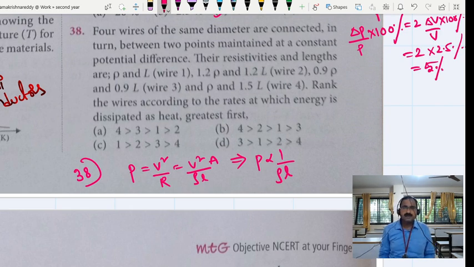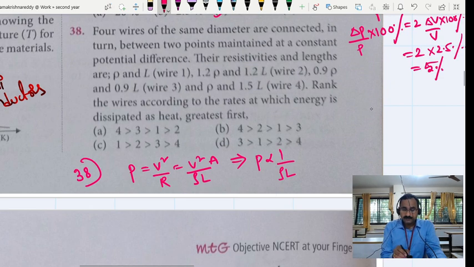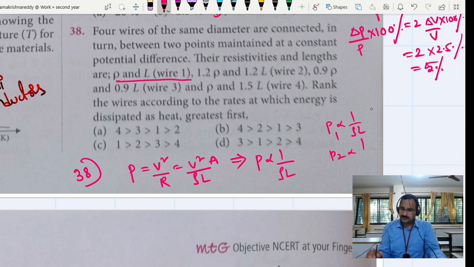Then we have to check one by one: the first one, the second one, the third one, the fourth one. We take length as capital L because they used capital L. For the first one, rho L only will give the answer, since P is inversely proportional to rho L. Next, the second case: 1 divided by 1.2 rho into 1.2 L, that is 1 divided by 1.44 rho L. Next.